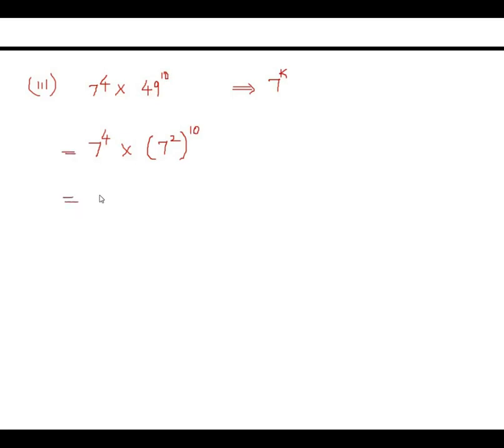Now using the laws of indices, we can simplify the second term as 7 to the power of 2 times 10, which gives us 20. Now again, we can just use the laws of indices and write it as 7 to the power of 4 plus 20. So it becomes 7 to the power of 24. This gives the answer in the form 7 to the power of k. This is how we solve these kinds of questions.